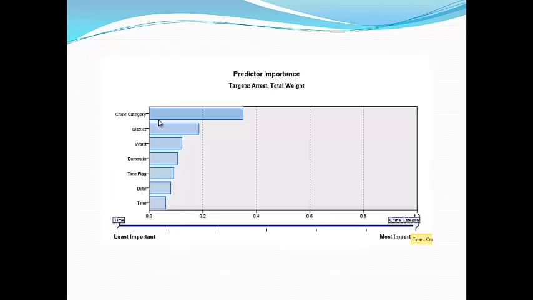Now if we look at this graph, we can see that crime category has maximum predictive importance, followed by district, followed by ward, domestic and so on.